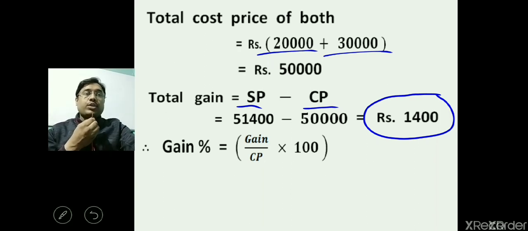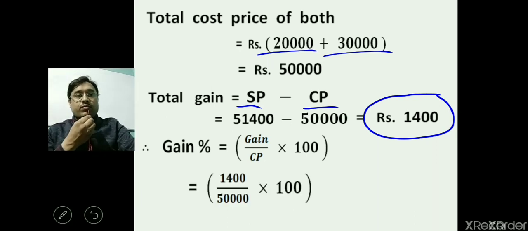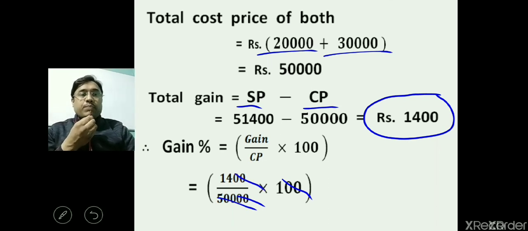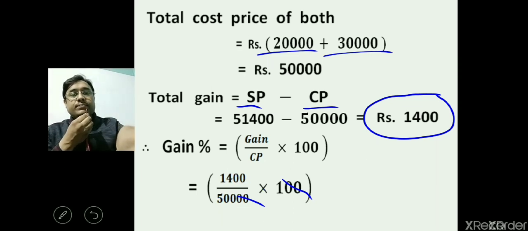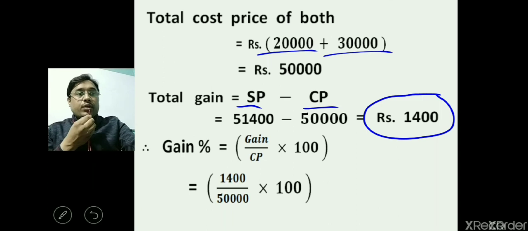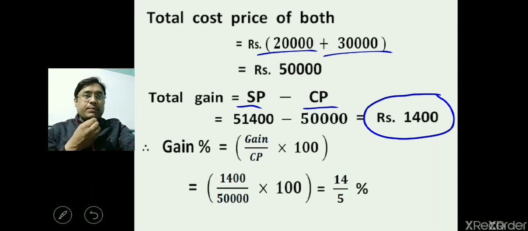So gain by cost price into 100 means 1,400 by 50,000 into 100. These two zeros you will cut. Now two more zeros you can cut from here. So what is coming now? 14 by 5. 14 by 5 percent, you can write then. Very easy. 14 by 5% gain percent means 2.8% is the gain.